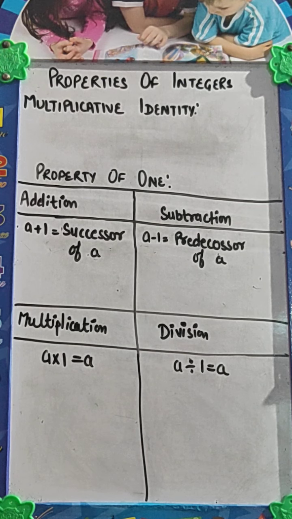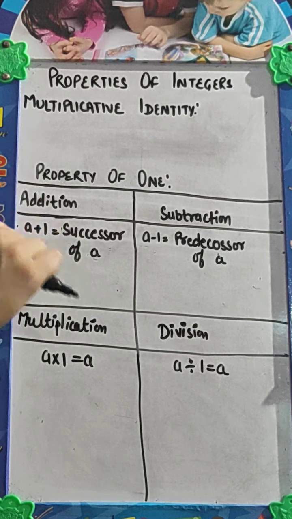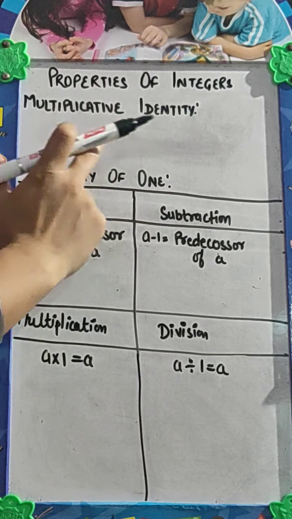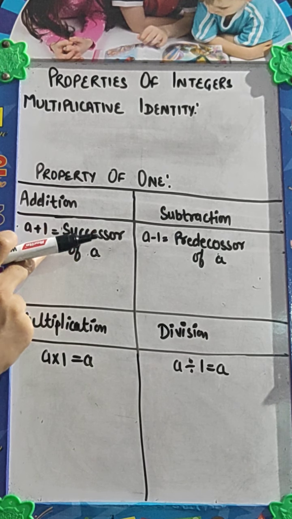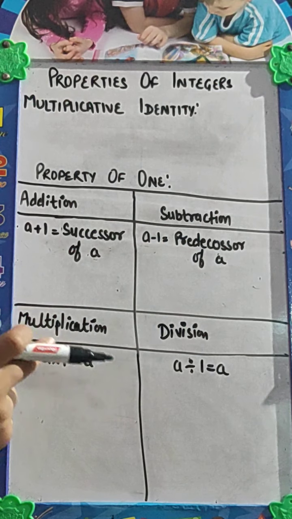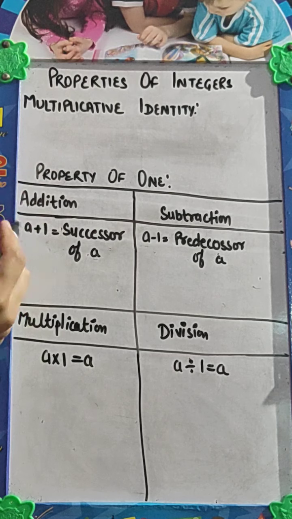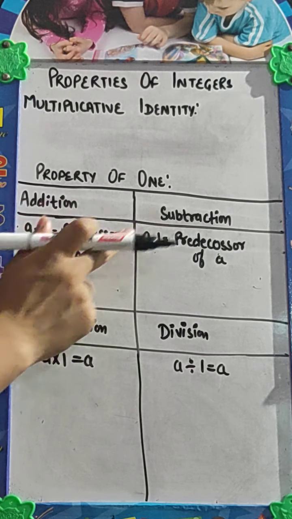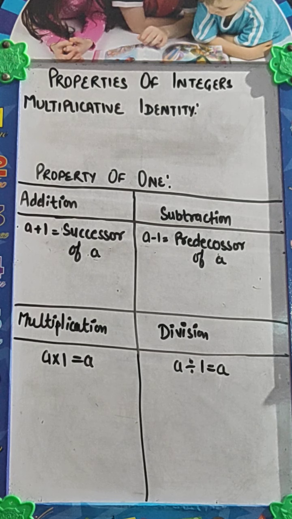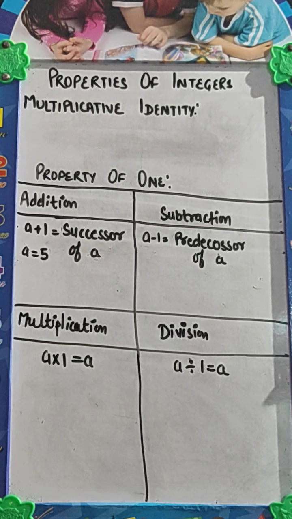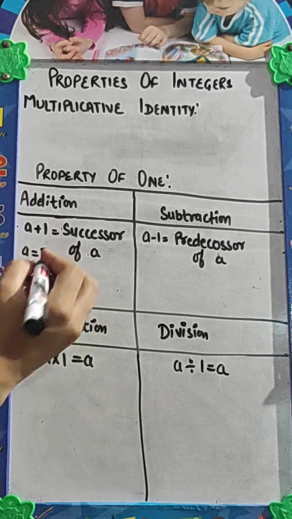Now guys, come to the multiplicative property and property of 1. If we have any integer a, we are discussing the property of 1 now. For addition we have to add 1, for subtraction we have to subtract 1, for multiplication multiply it by 1, and for division divide it by 1. For addition, if I add 1 to any integer I will get the successor of a. Successor means, suppose I take a as 5, the successor is the number one more than it. If I add 1 to it I will get the successor of a.